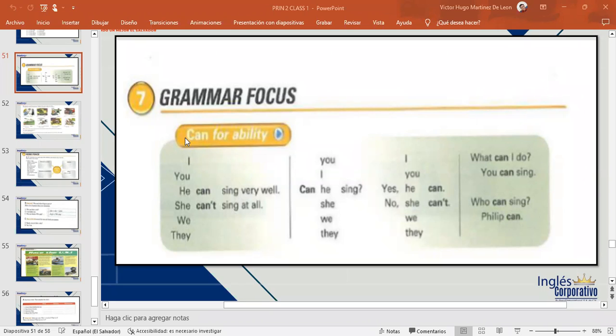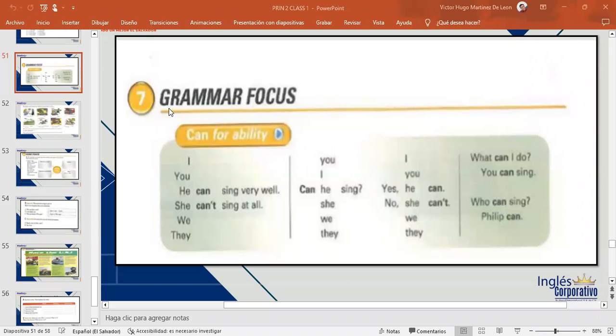Let me see. Olivia, I can draw, I can play the guitar. Excellent. I can play chess. I can play soccer. Chess is nice. I want to learn. Allison, I can sing, but I can't hear you. Oscar, I can play the piano.